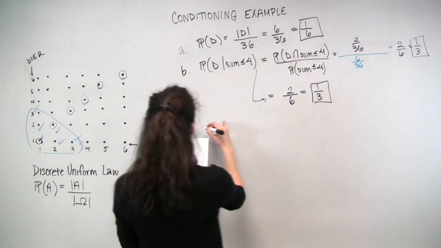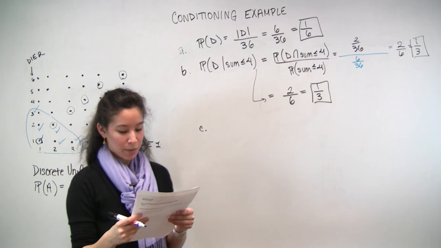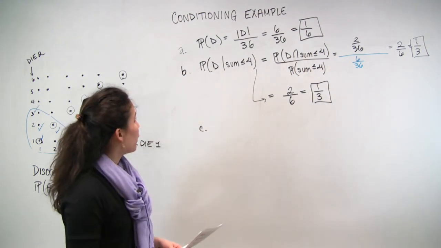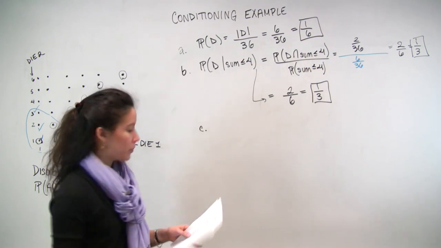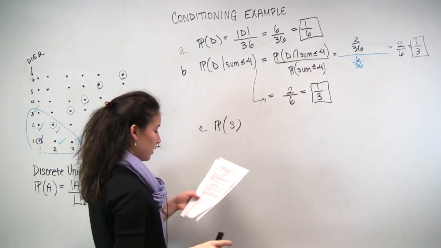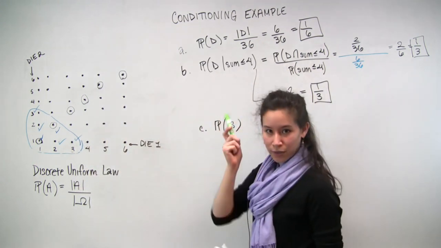Let's move on to part C. Part C asks for the probability that at least one die roll is a 6. So I'm going to use the letter S to denote this: the probability that at least one die roll is a 6. So let's go back to our picture and we'll use a green marker.